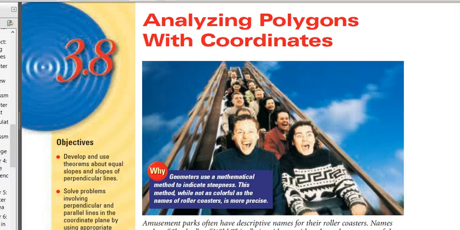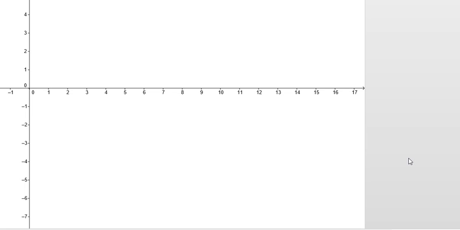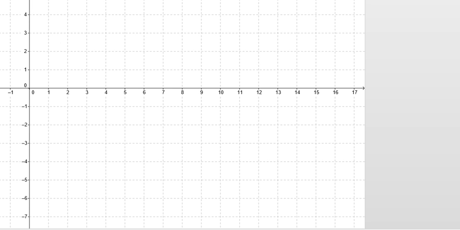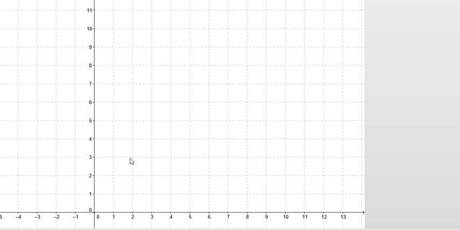Hi guys, we're going to analyze polygons in the coordinate plane, and the first thing we have to do is start with slope. So let's take a look at how to find slope. GeoGebra is a great tool to help us find slope, and let me show you what I'm talking about.